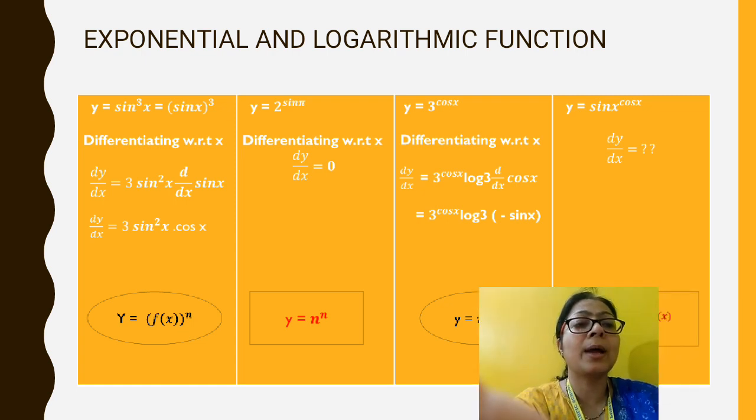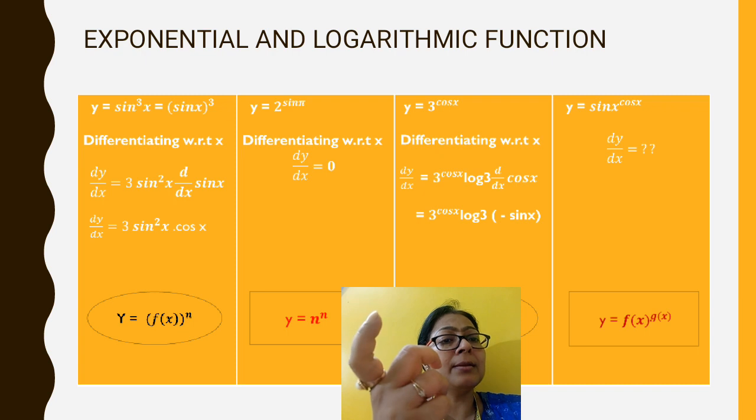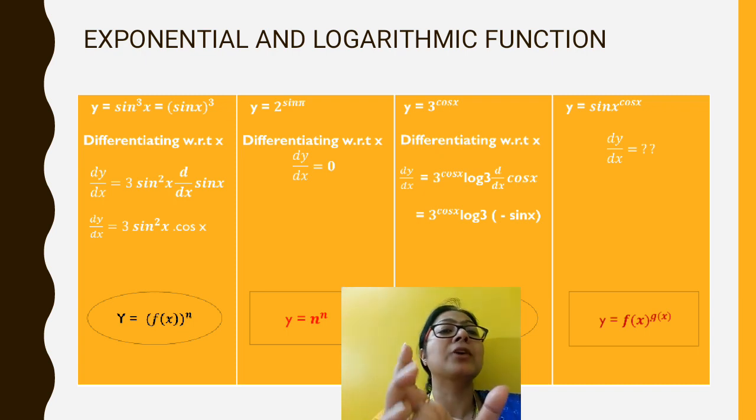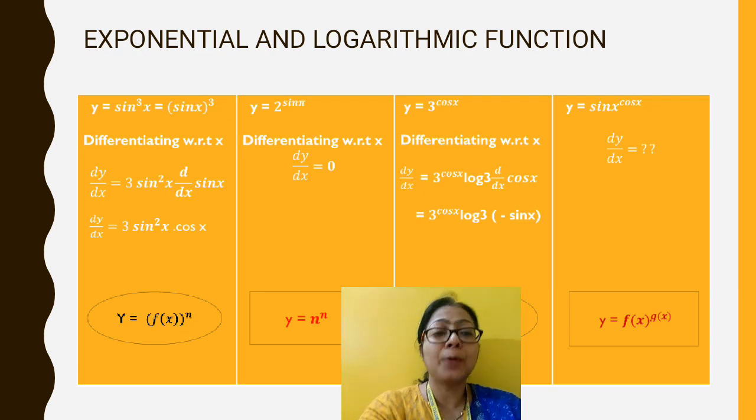But the last one, the function y is equal to (f(x)) to the power g(x). The power is a function of x, and the base is also a function of x. So to solve these types of sums, we have to use logarithms. First, for that you have to know the properties of logarithm. So let us check.